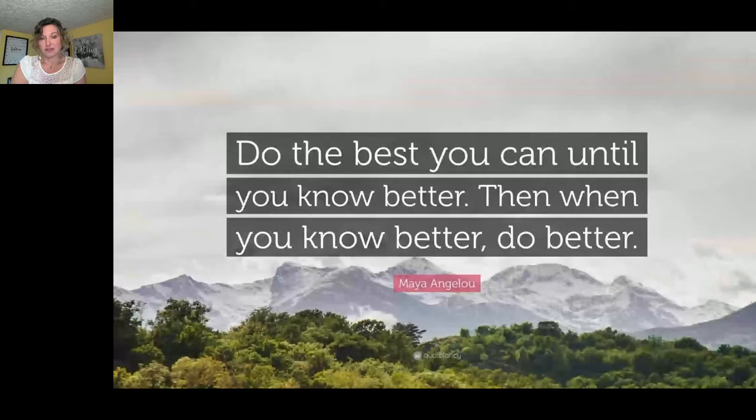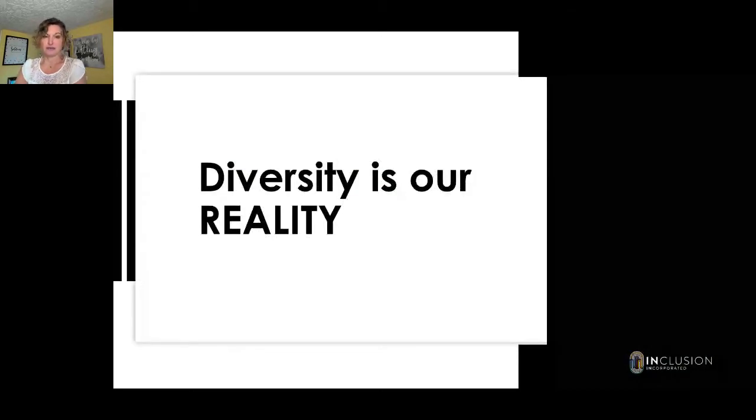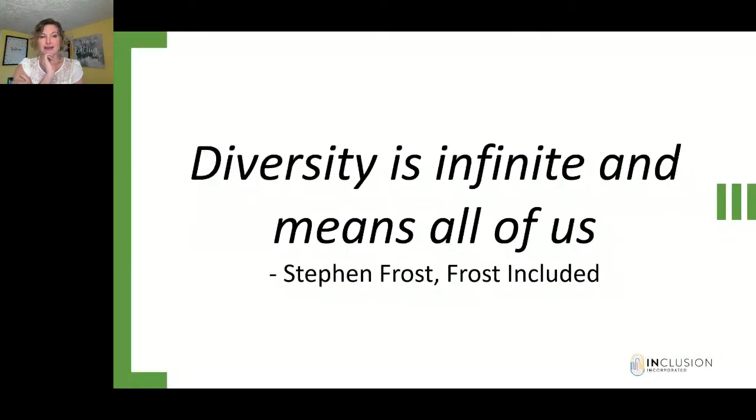And this is a constant learning journey. I'm learning every single day. And so it's your invitation to learn and to grow and to continue to improve as you learn. So we're going to dive into diversity, and really diversity is a reality that is all around us. Every single one of us is extremely diverse in how we show up in the world. I really love this quote by Stephen Frost, who is one of the leaders in diversity, equity, inclusion work globally. And he says, diversity is infinite and means all of us.